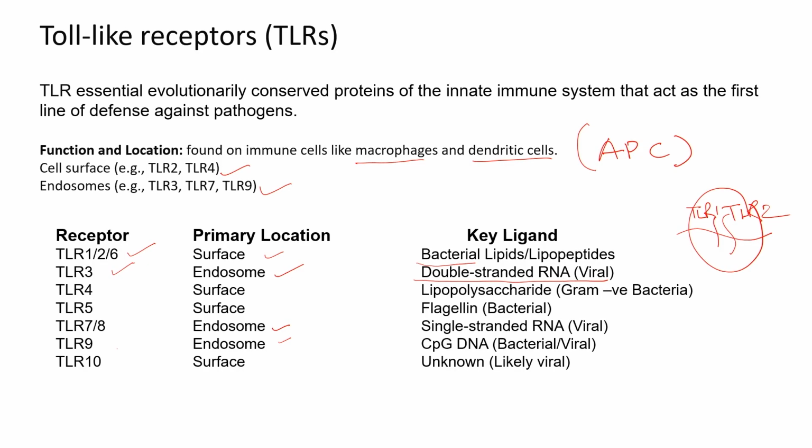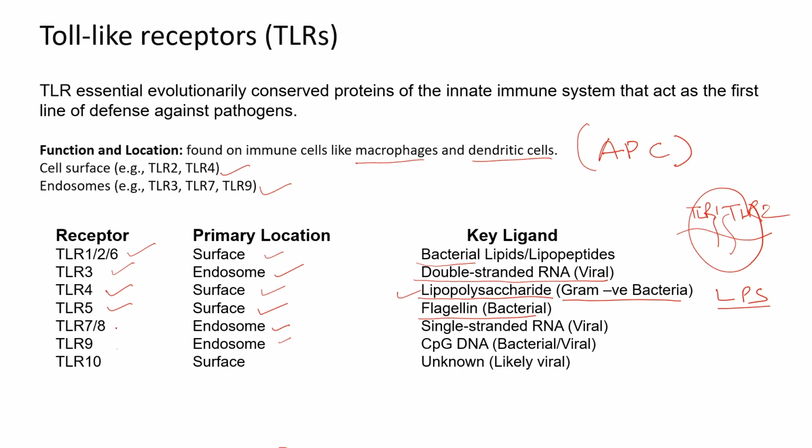TLR4 is again present on the surface, and these can identify lipopolysaccharide, LPS, on the gram-negative bacterial cell wall. So these are very specifically LPS, what we call in short, a very general term in the bacterial cell wall. So these are identified by toll-like receptor 4. Toll-like receptor 5 is again very unique. These are also present on the cell surface, and they can identify the flagellar protein, the flagellin, which is present on flagella, and the bacterial flagella is helping bacteria to do movement.